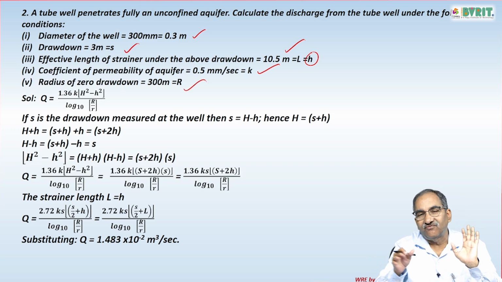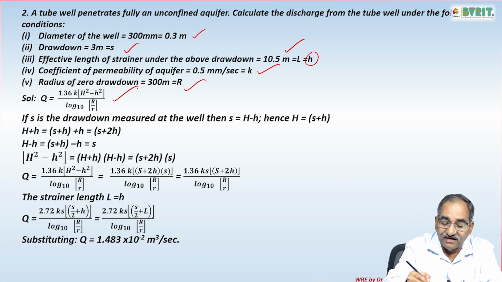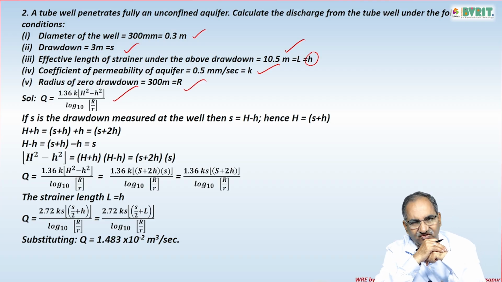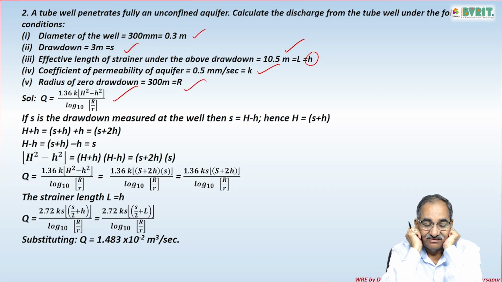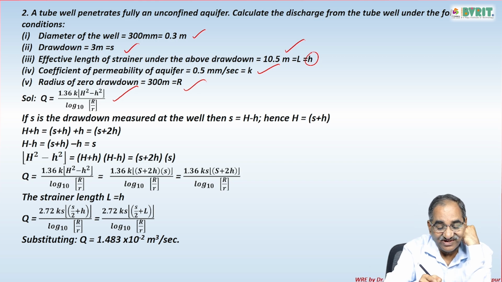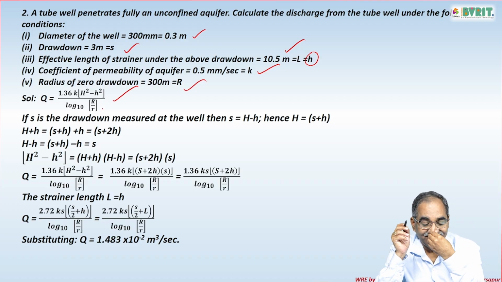But for any question he gives, I always start from the fundamental equation. The fundamental equation for me is always this: 1.36 into K into H square minus h square divided by log base 10 R by r. That is the only equation. But my question is, is capital H available? Anybody in the data? H is not there. Only K is there. And small h is also there. R is there. Small r is there.